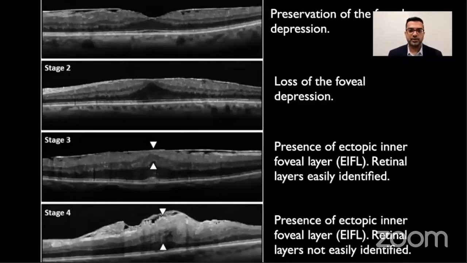Stage 1 is described as an ERM with preservation of the foveal depression, while in stage 2, there's loss of the foveal depression. Stage 3 and stage 4 are defined by what we call an ectopic inner foveal layer, which is denoted by the white arrows. In stage 3, there is an ectopic inner foveal layer, or EIFL, but all retinal layers are still easily identifiable. In stage 4, there's an EIFL, but the retinal layers are no longer easily identifiable.